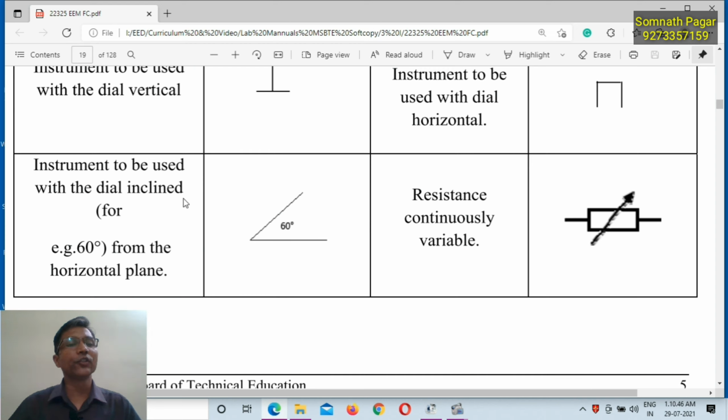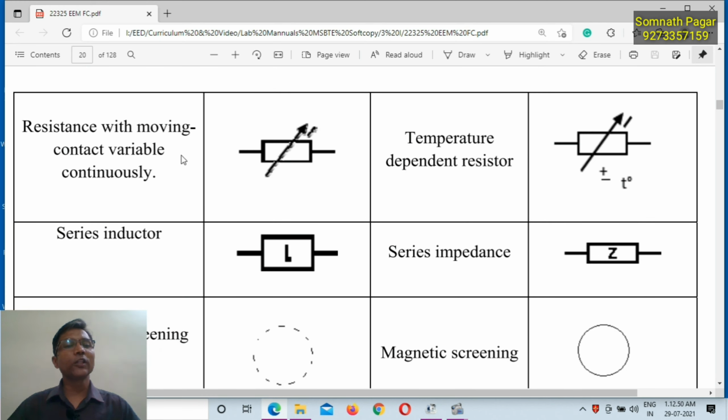If the instrument is to be used with the dial inclined at a particular angle from the horizontal plane, then such a figure is drawn on the dial of the meter, and by looking at it you can decide how to place and keep the meter. Resistance continuously variable: in case of variable resistance, you will see such a symbol drawn. Resistance with moving contact variable continuously: in this case, you will see such symbols. Temperature dependent resistor: in this case, you will see such symbols with temperature mentioned.